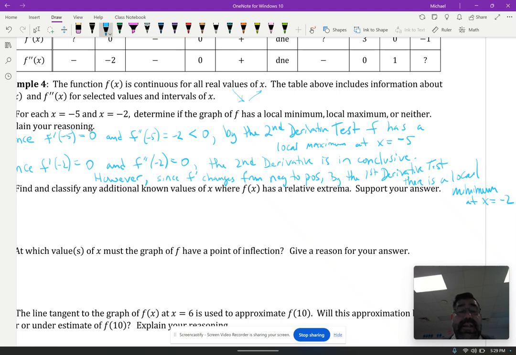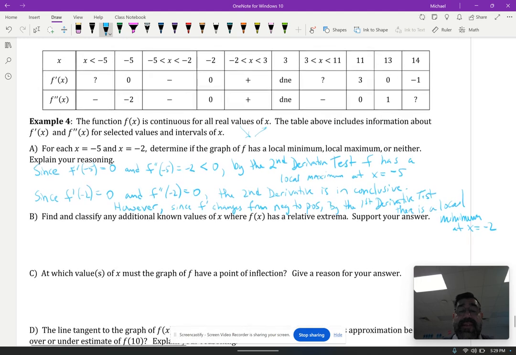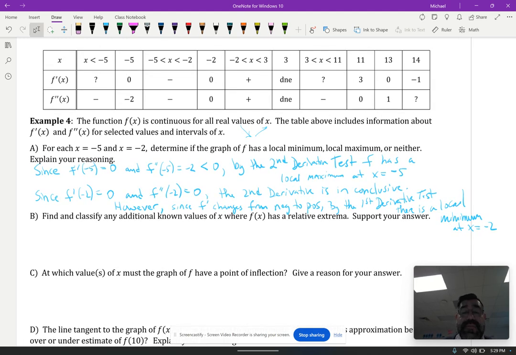So the second derivative test is inconclusive. However, I can go back because this is a table of values and I have signs from negative 5 to negative 2 and from negative 2 to positive 3. So I know what happens exactly at either side of negative 2. The derivative goes from negative to positive. That means my slopes go from negative to positive and I have a relative minimum there. Okay, let's keep going.